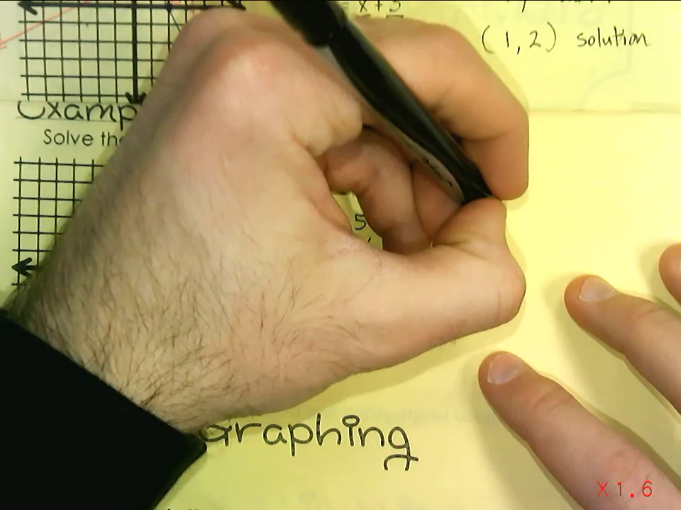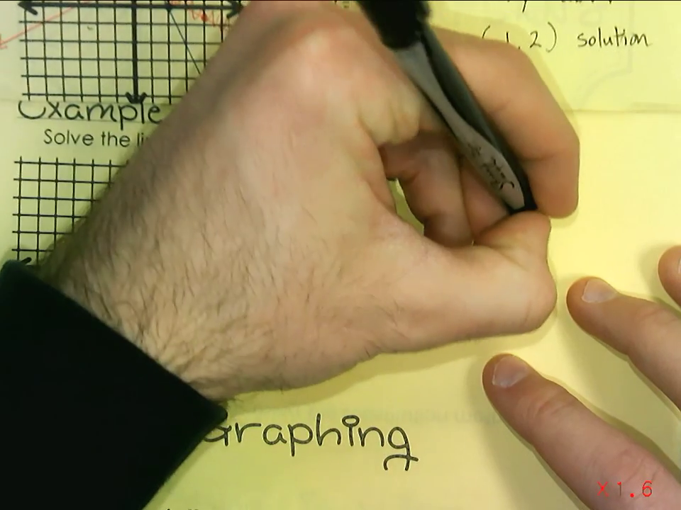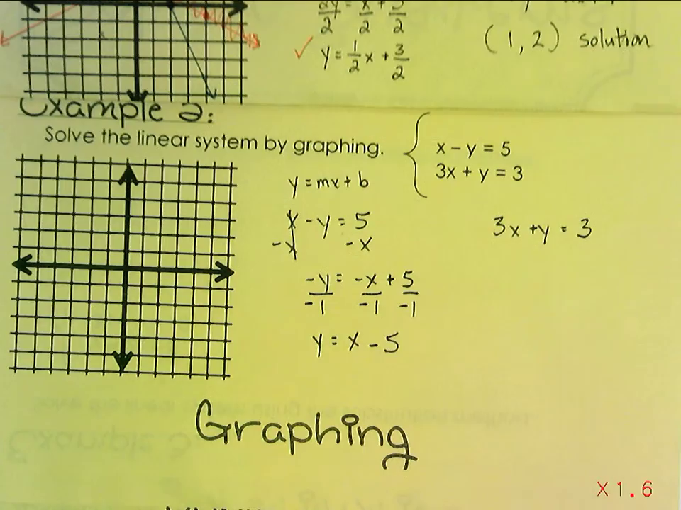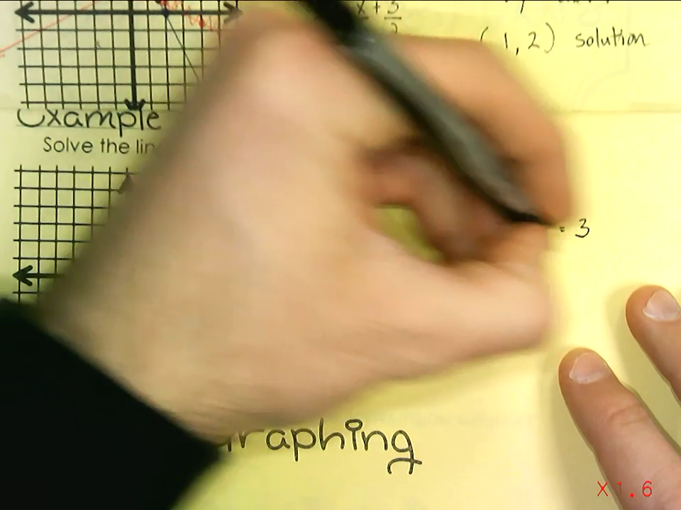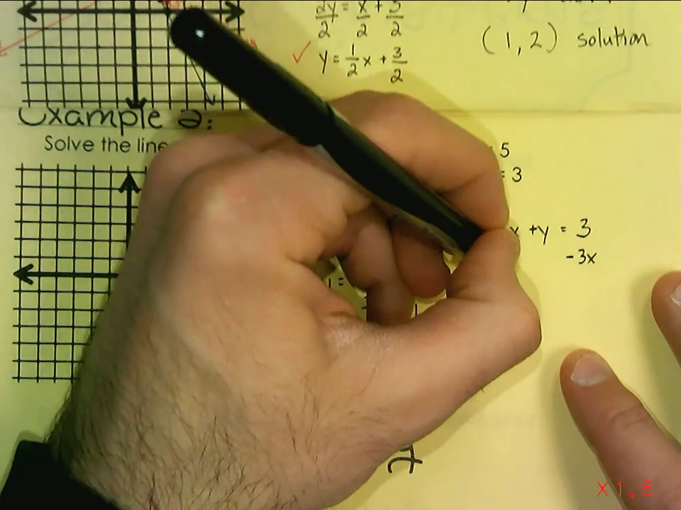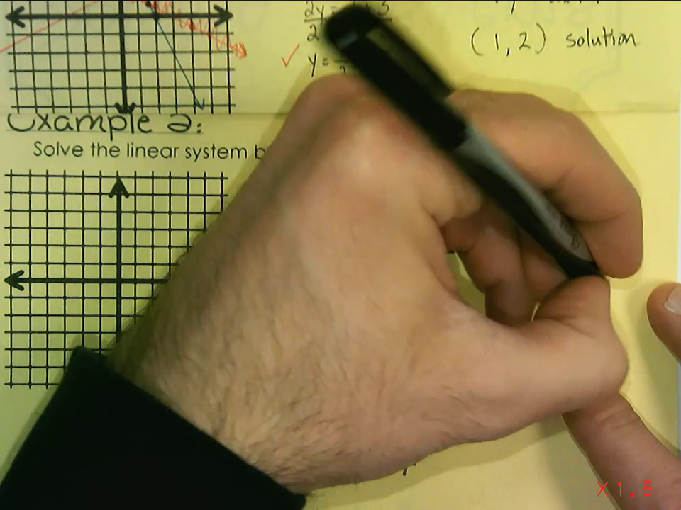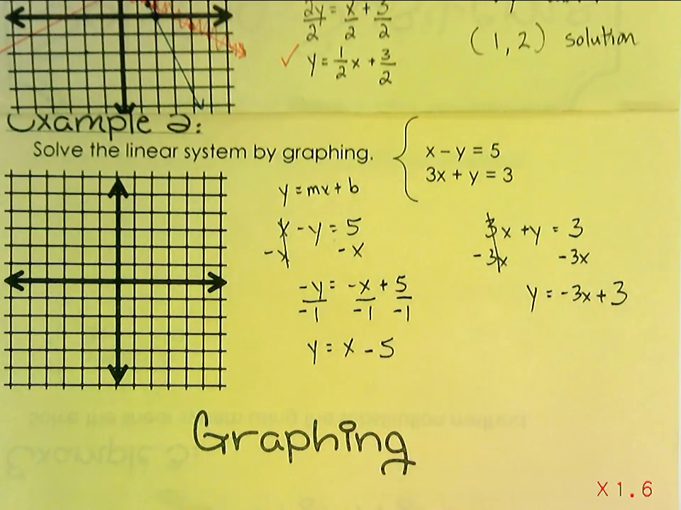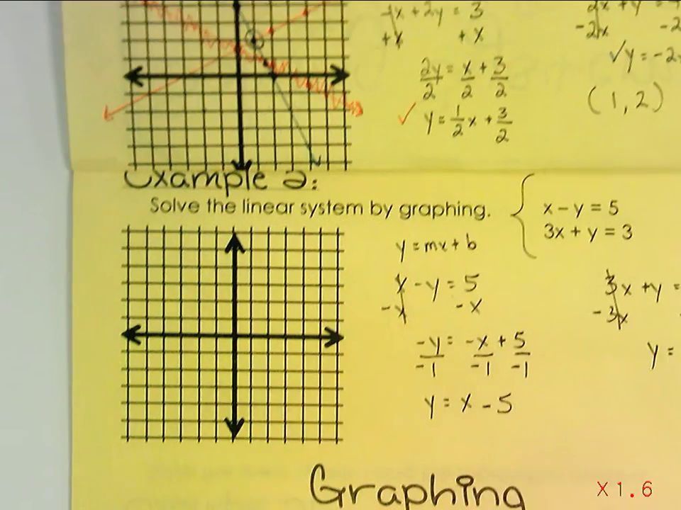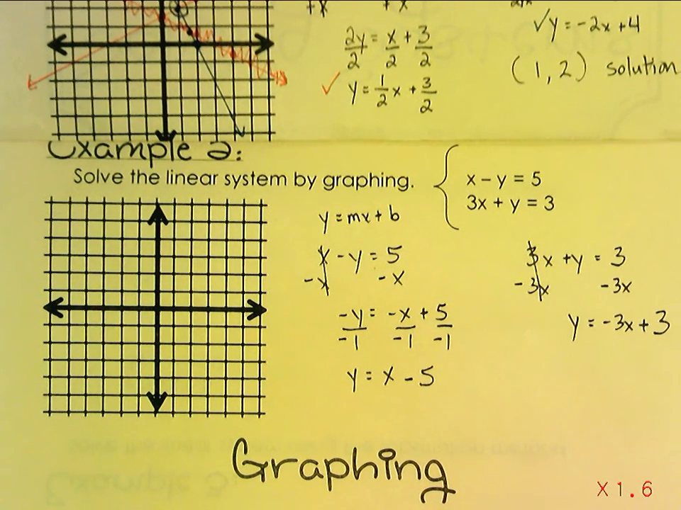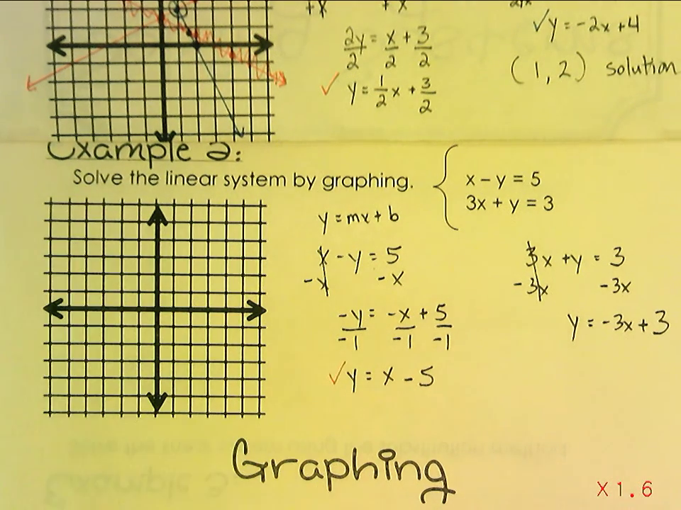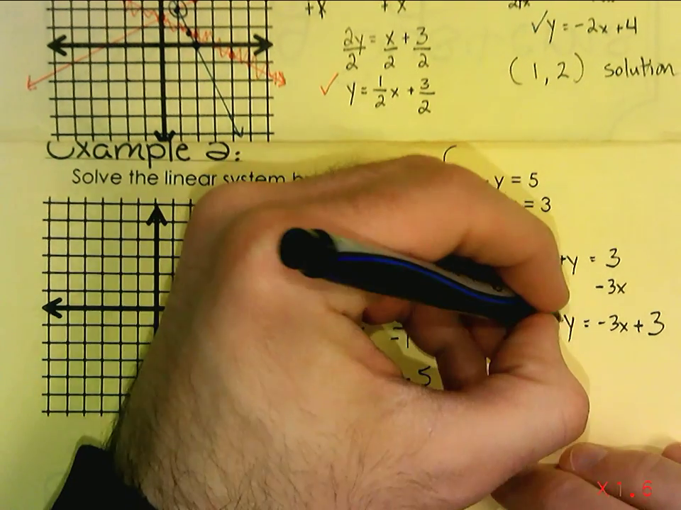Alright, second one then, let's do the same thing. 3x plus y equals 3. Going to subtract 3x, subtract 3x. That cancels. We're left with y equals negative 3x plus 3. So we have both of our equations converted from standard form to slope-intercept form. Now we can go ahead and graph them since we know the quick way to graph using slope-intercept form. So again, this first one I'll make red, the second one I'll make blue.